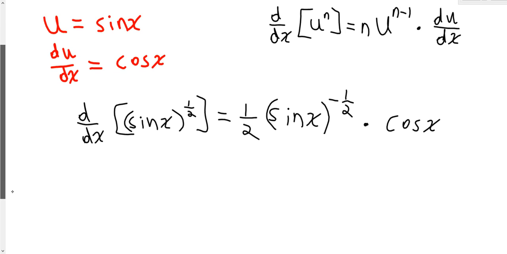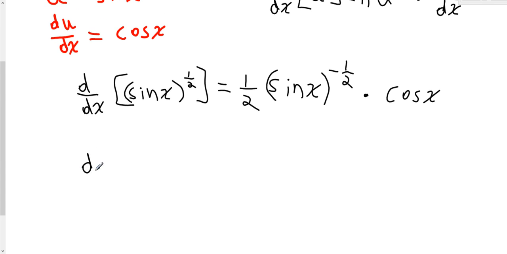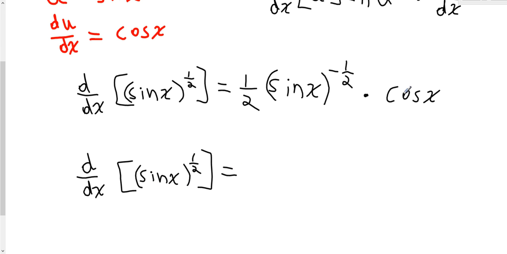All right, so that's the derivative. Simplifying a little bit, I get that this derivative of the sine of x to the 1/2 power is equal to cosine of x in the numerator, divided by 2 square roots of sine x. All right, and there you have it.